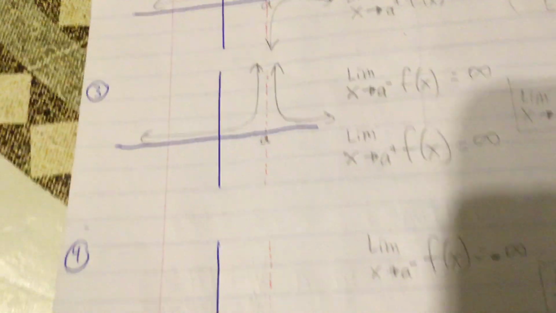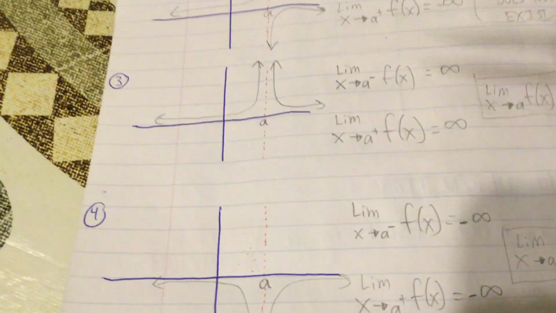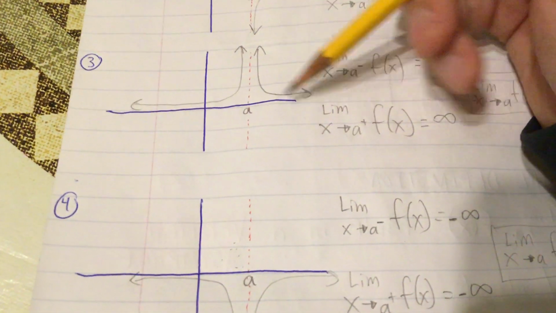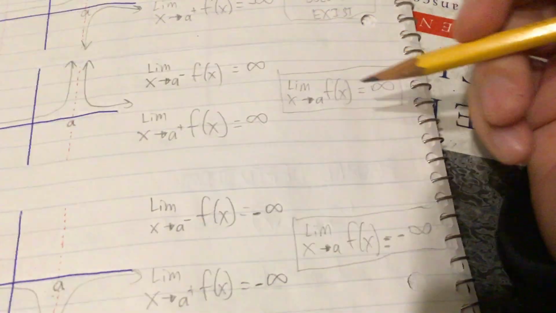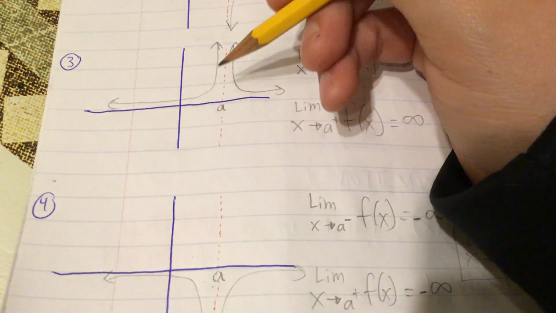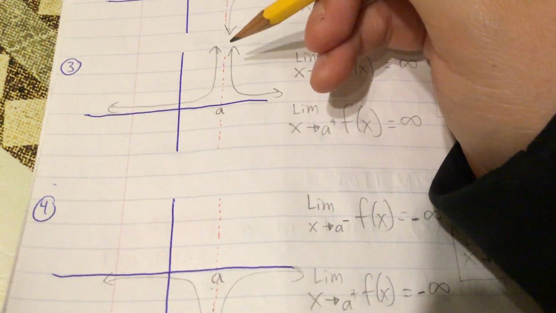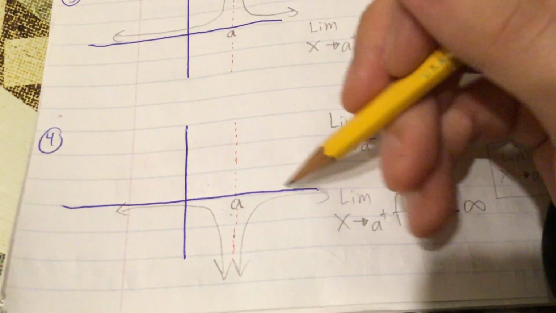Whereas in case number 3 and case number 4, at that dotted line, they can both go to the sky or both go to, well, not heaven. So that means that the limit goes to infinity if they're both pointing up, and negative infinity if they're both going down.